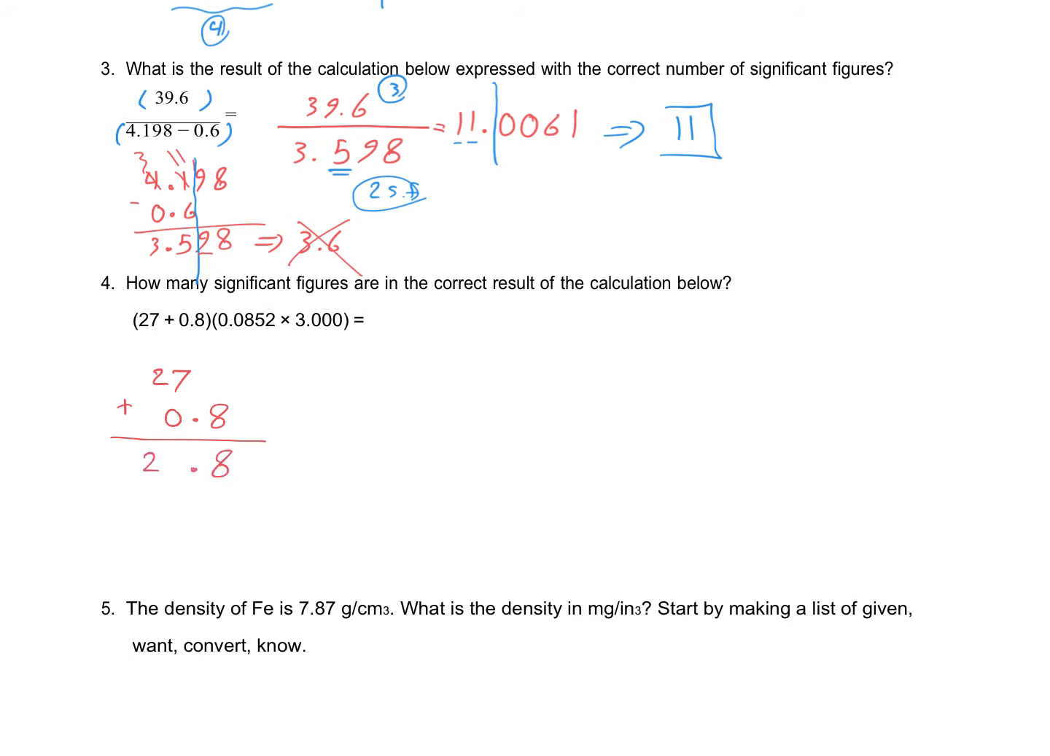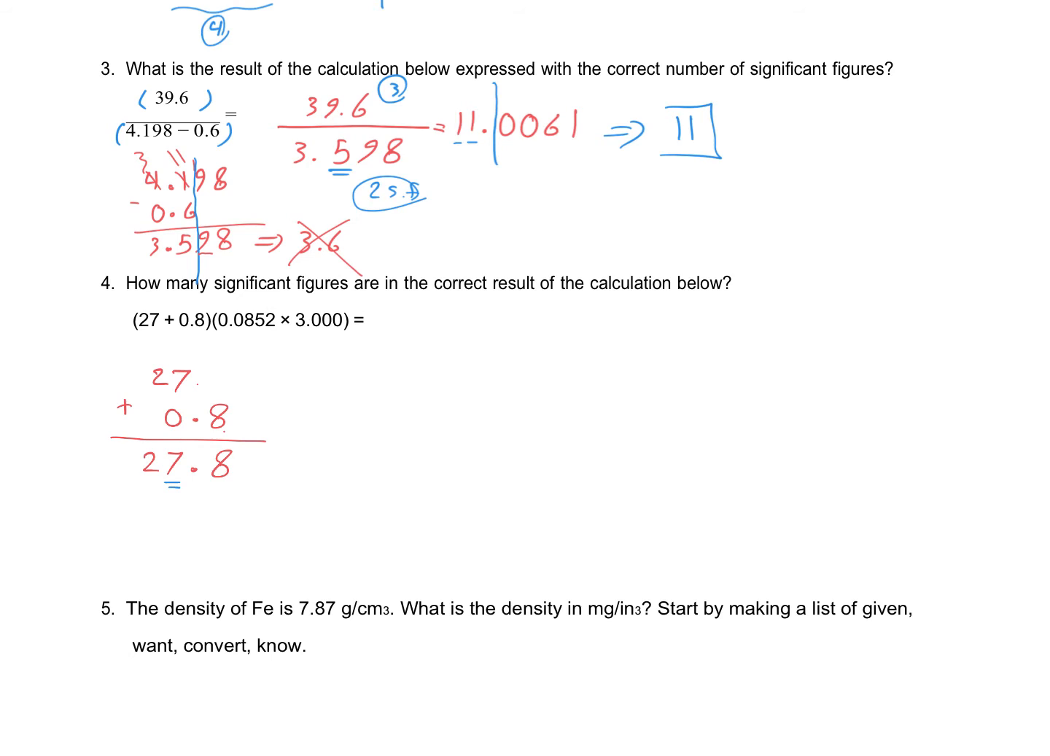So in addition, we know that we should go with the smallest number of decimal places, right? So how many decimal places should the answer have? Right, it should have 0, because this 27 doesn't have anything after the decimal point. This one has 1, so the final answer should have 0. Therefore, the last significant figure is 7.